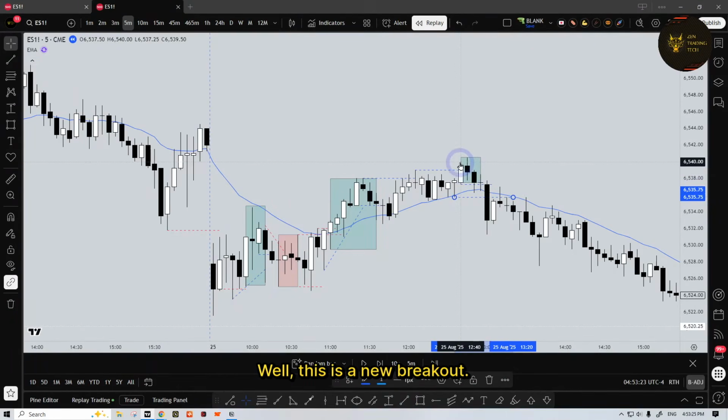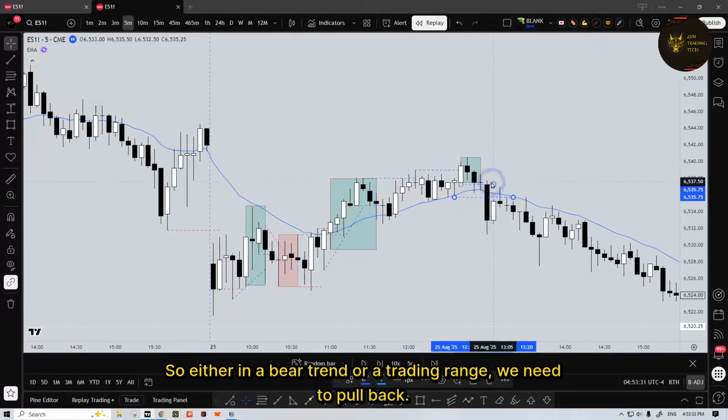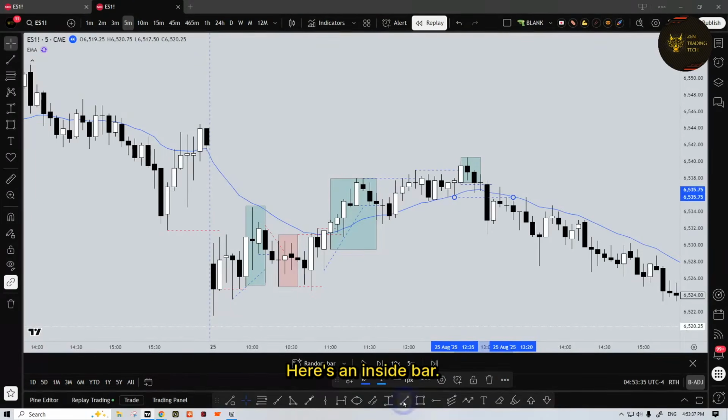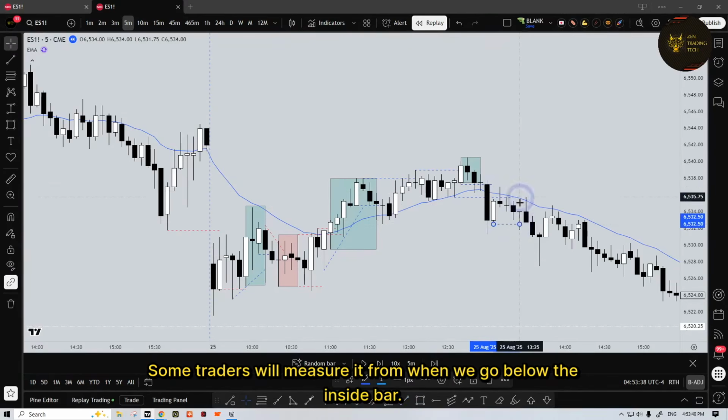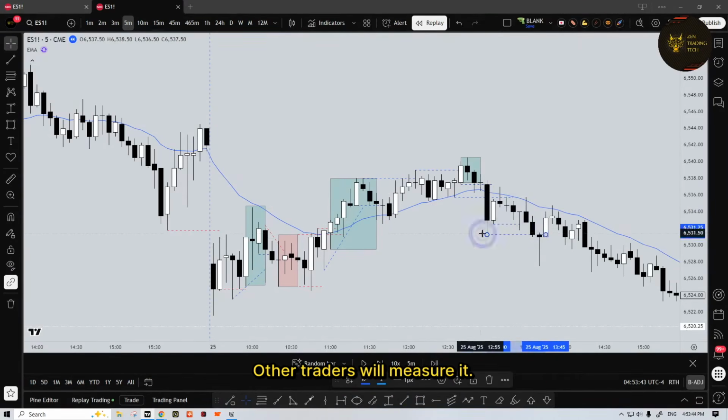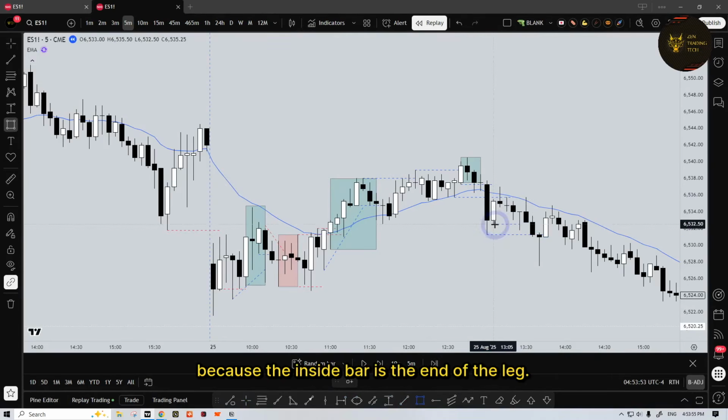Well, this is a new breakout. Where's the swing point? Here or under the breakout bar? We've gone through both of them on this bar. So we're either in a bear trend or a trading range. We need to pull back. Here's an inside bar. Some traders will measure it from when we go below the inside bar. Other traders will measure it from a new low here because the inside bar is the end of the leg. Eventually, it's the start of the pullback.